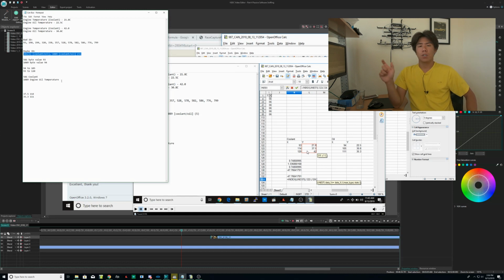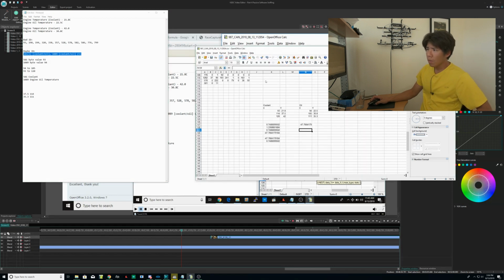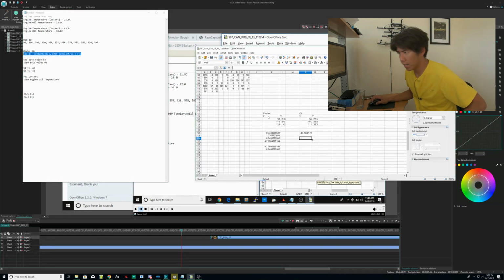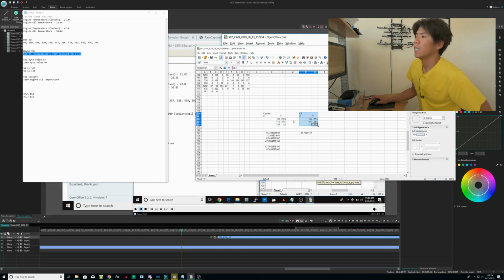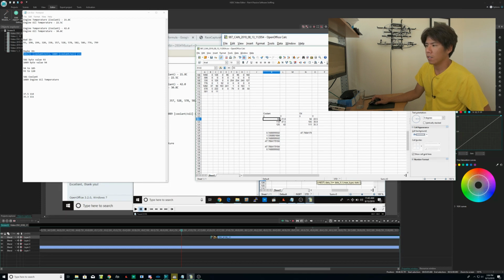And then I wanted to show you how to find the formula to take that decimal byte value and convert it into a real world temperature value. So this is what I think is important and what I want to show you. What I've done is I've created two tables here, one for coolant and one for engine oil, and I've plugged in the values into this table.